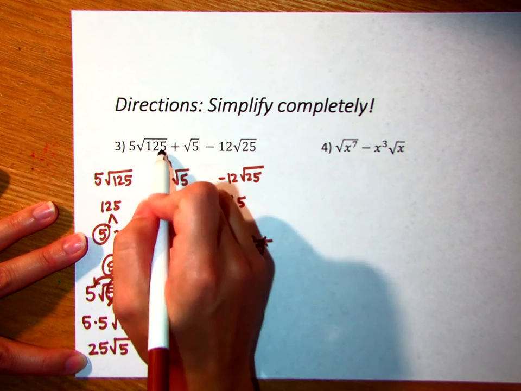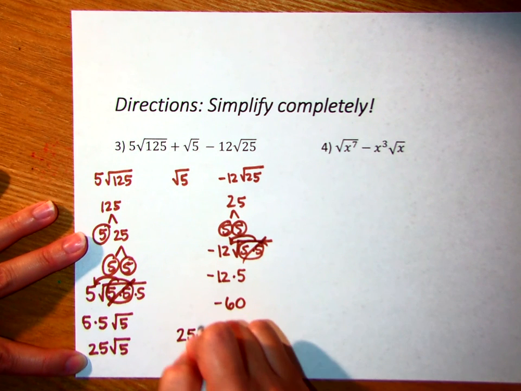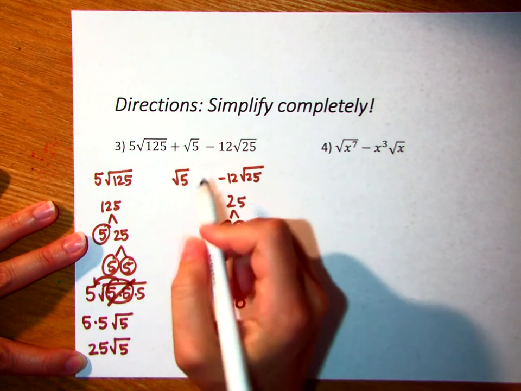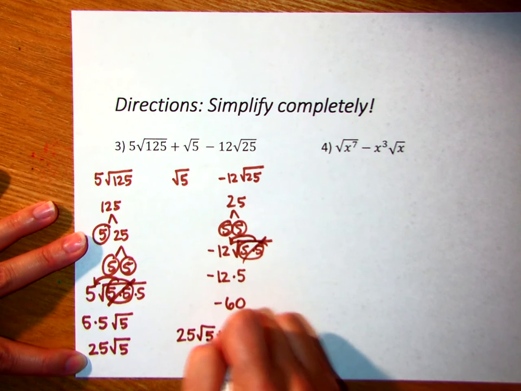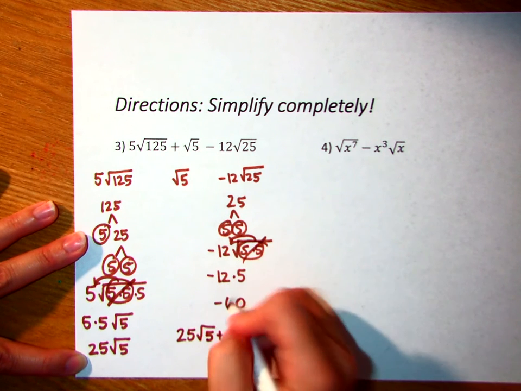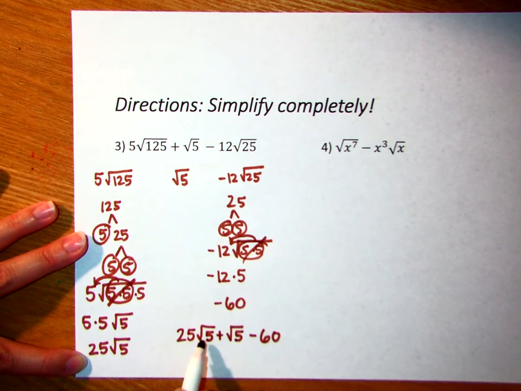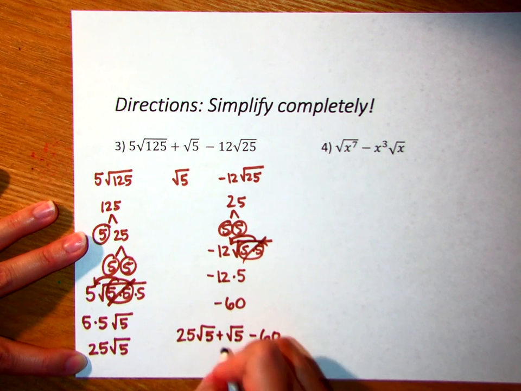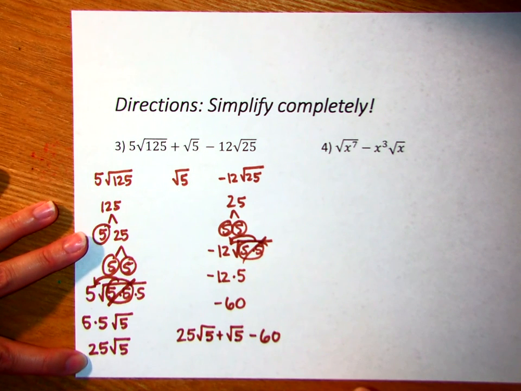This right here is equivalent to 25 square root of 5. Then we have this here, so plus square root of 5. And then we're going to take this term, which is minus 60. Well, these two are like terms because they have the same radicand or radical. So this you got to be careful of. It's the most common mistake.